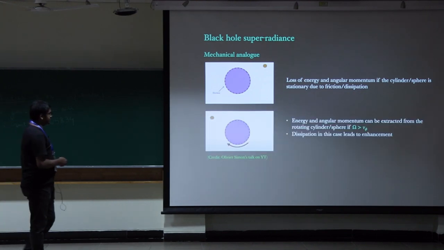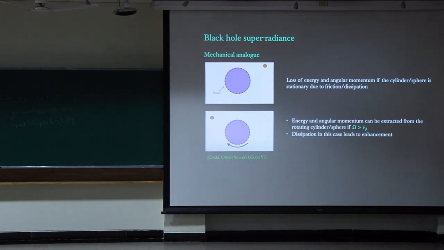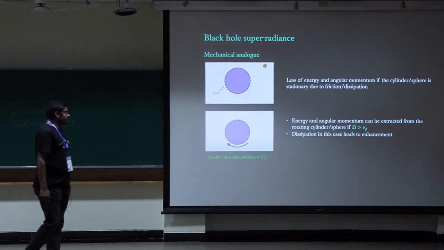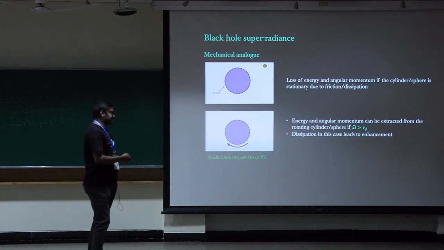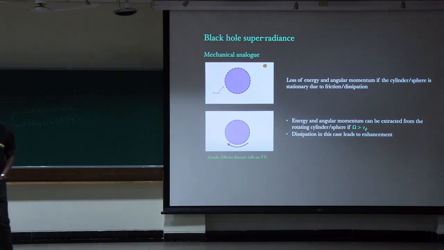Now suppose we have a situation where the cylinder is rotating with some angular velocity. If that is happening, then obviously the ball's kinetic energy will get enhanced. That means energy or angular momentum can be extracted from that rotating cylinder, provided some conditions are met.